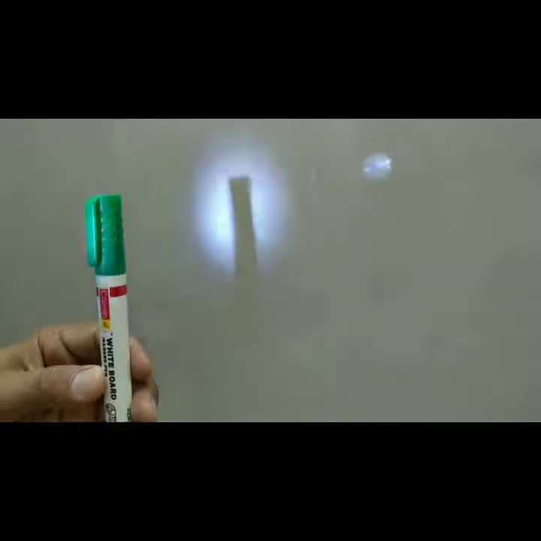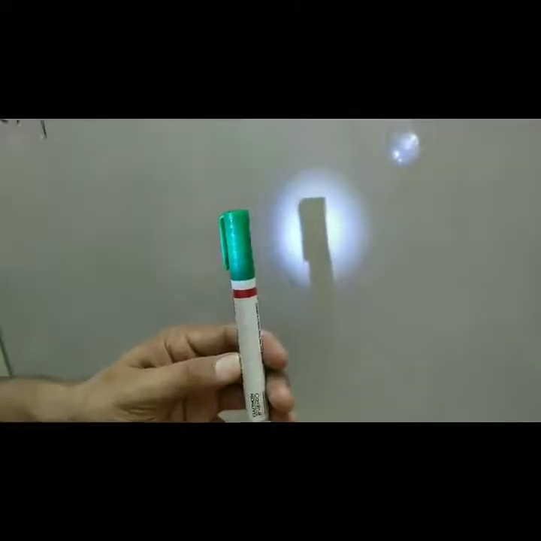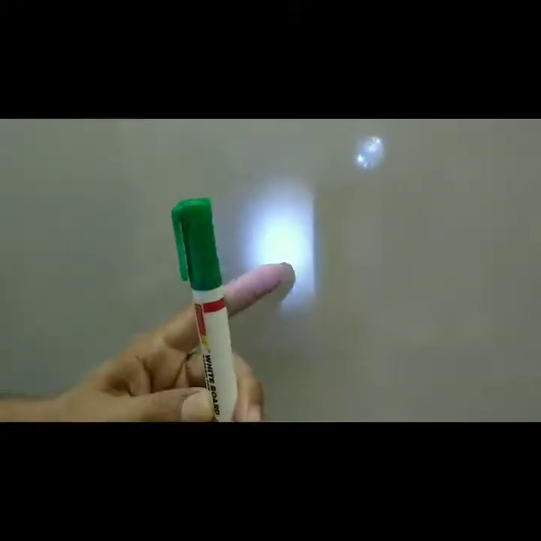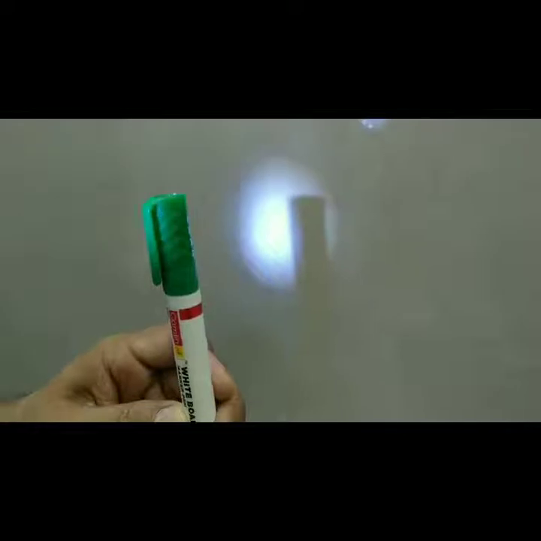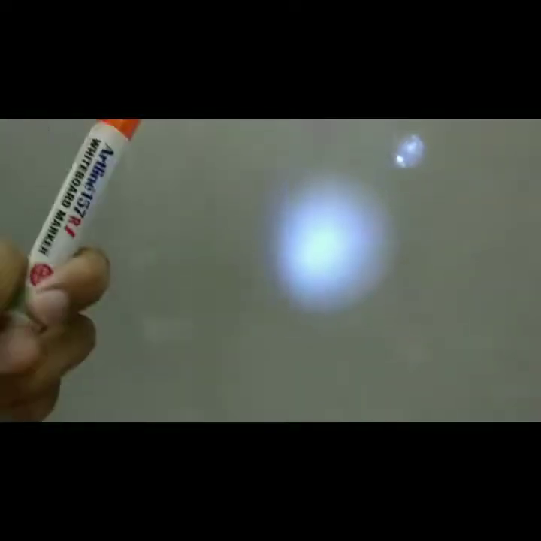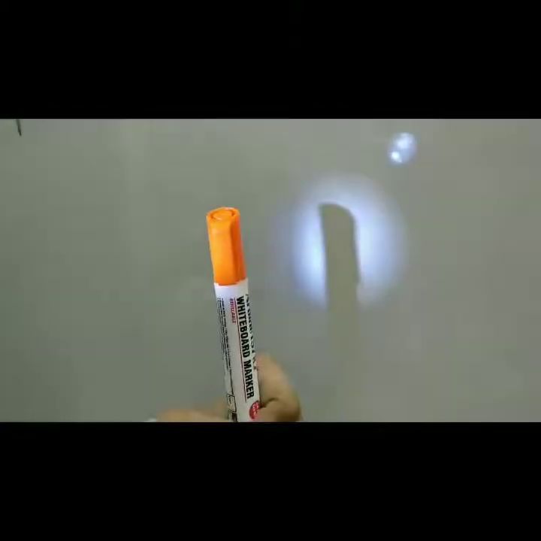Now we will check that the color of the shadow does not depend on the color of the object. If you see the cap of this marker, this is green in color. But if you look at the board, the shadow is black. Shadow is dark. This is the shadow forming here. The shadow is black. So the green colored cap is seen as black in the shadow. Now I am changing the marker. If you look closely, this is somewhat orange in color. But if you look closely at the shadow which is formed on the board, it is still black.